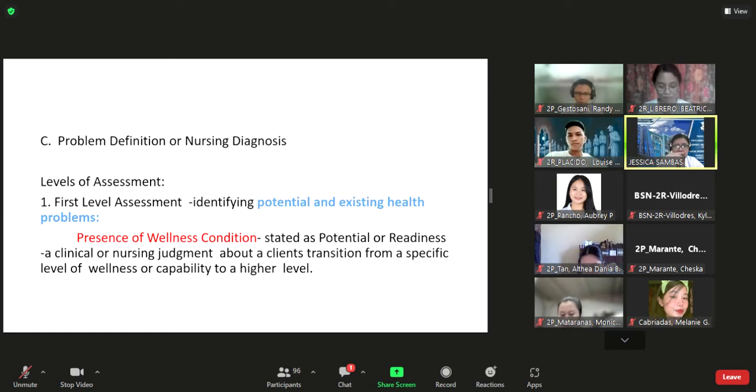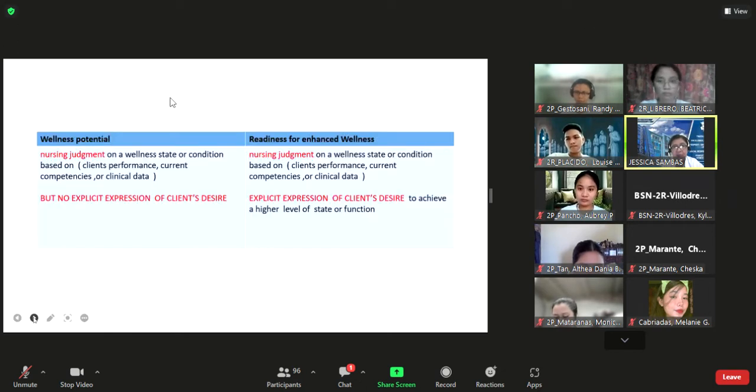So, nakita mo ngayon doon, it's not actually a problem that you see, okay? Because that family member is breastfeeding her newborn. Now, that could be classified as presence of wellness condition. Pero, we can categorize it into 2. According to your judgment, may potential kang nakita doon sa isang family member na nagpa-breastfeed. Now, we try to categorize this wellness condition into 2: wellness potential, or readiness for enhanced wellness.